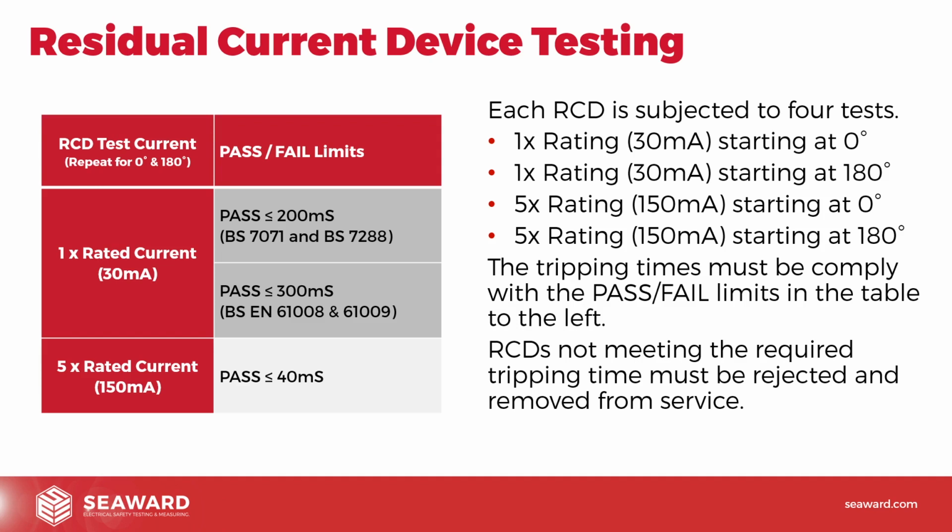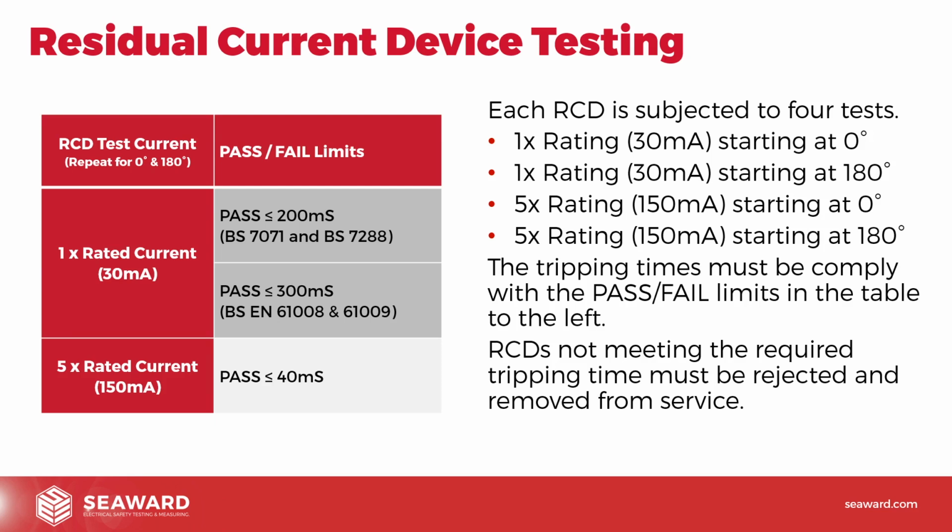Generally, they'll be even quicker than that. You'll get some quite low readings. These are quite high limits, and you'll normally see maybe 50 milliseconds or so as a typical value. So for RCDs complying with BS EN 7071 or 7288, less than or equal to 200 milliseconds.